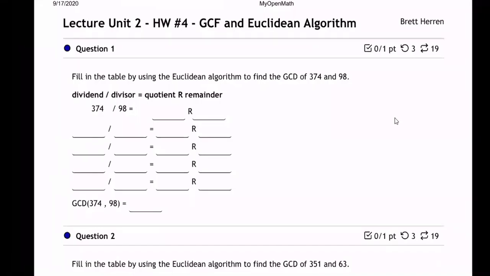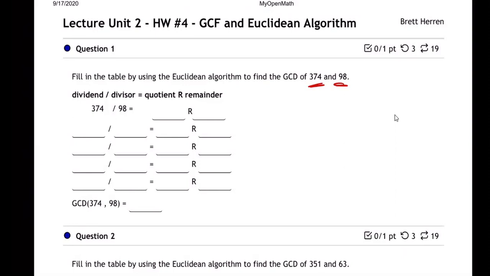Okay, so what they're asking us for on this question is to do some long division. Specifically, they want us to find the greatest common divisor of 374 and 98. What do you think? What is the greatest number that divides evenly into 374 and 98? What's the biggest number that goes into 374 and 98?